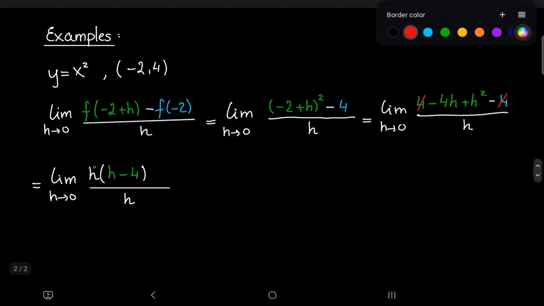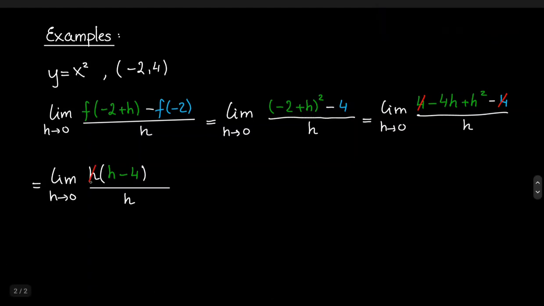Once again, you see simplification of h over h. And finally, we're simply taking the limit as h approaches 0 of h minus 4. And the answer here is -4. And here's your answer. The gradient of the function x squared at the point (-2, 4) is simply -4.